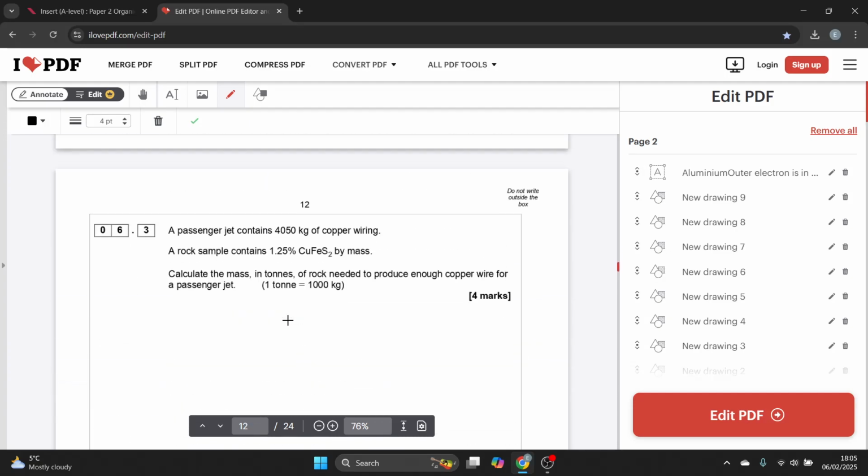Question 6.3. A passenger jet contains this much copper wiring. A rock sample contains this much CuFeS2 by mass. Calculate the mass in tons of rock needed to produce enough copper wire for a passenger jet. Okay. A passenger jet contains this much copper wiring. A rock sample contains this much of that by mass. Calculate the mass in tons of rock needed to produce enough copper wire for a passenger jet.